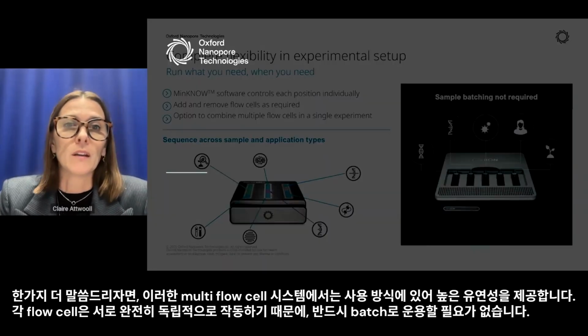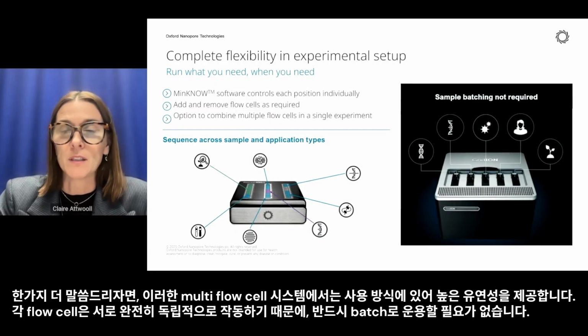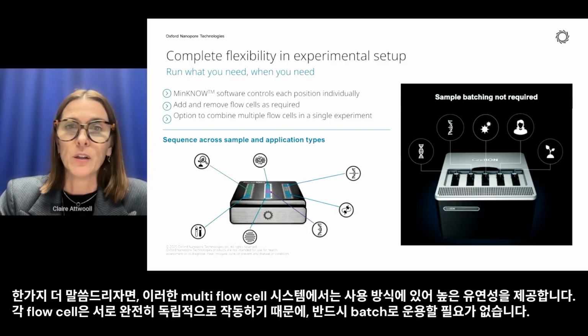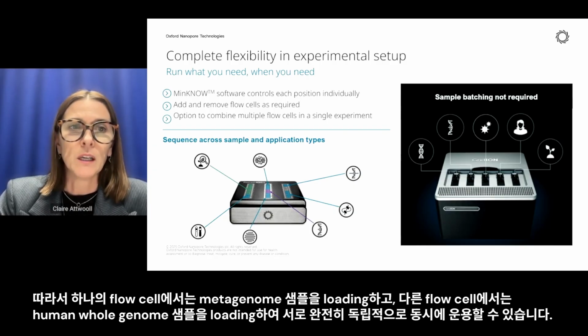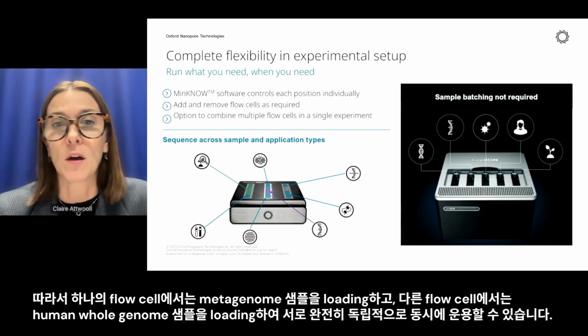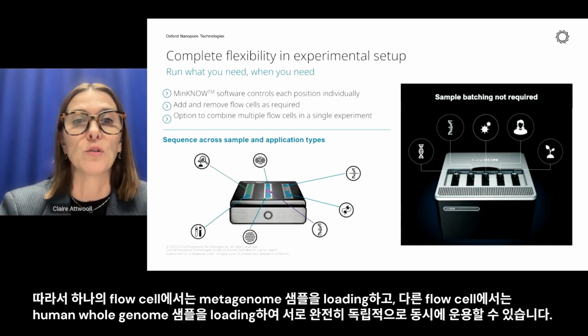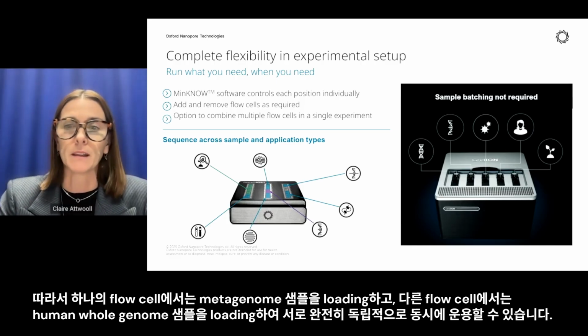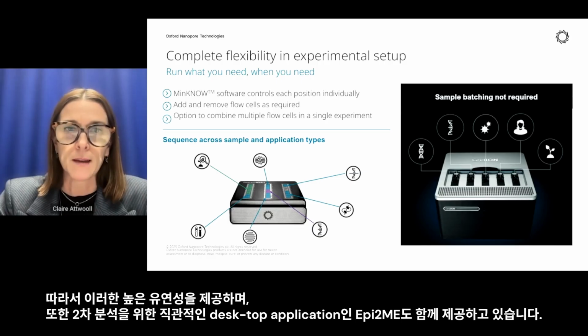And so the other piece just to mention is that when we have these sort of multi-flow cell systems, you have complete flexibility in how you use them. So each flow cell functions completely independently. You don't have to batch. So you can load a metagenomic sample on one flow cell and a whole human genome on another flow cell and have them running completely independently. So there's lots of flexibility there.